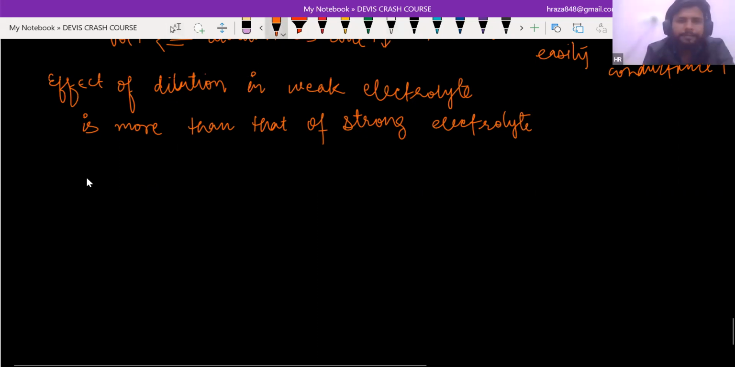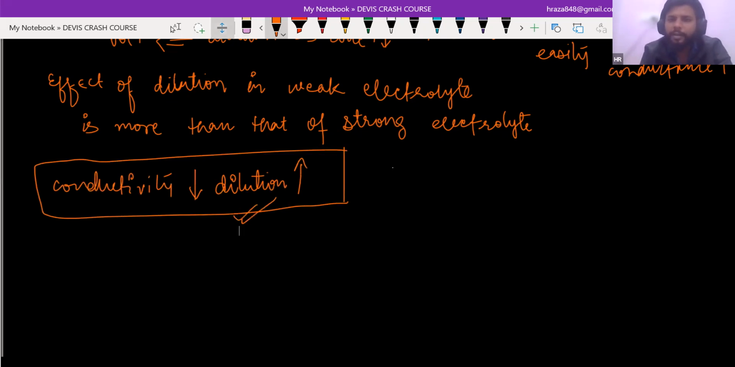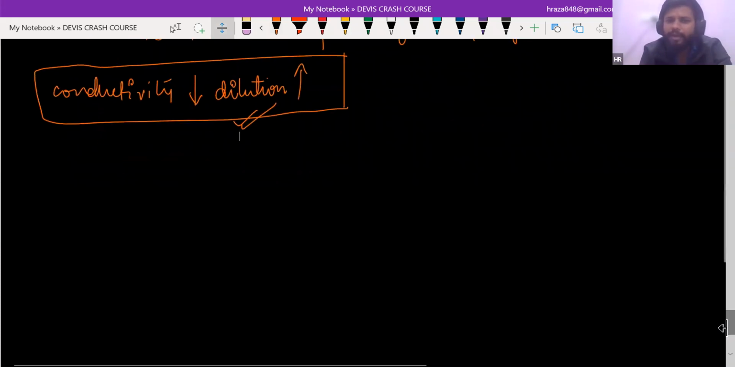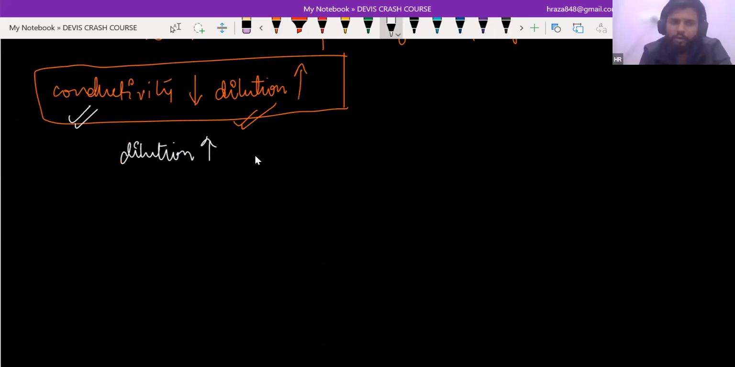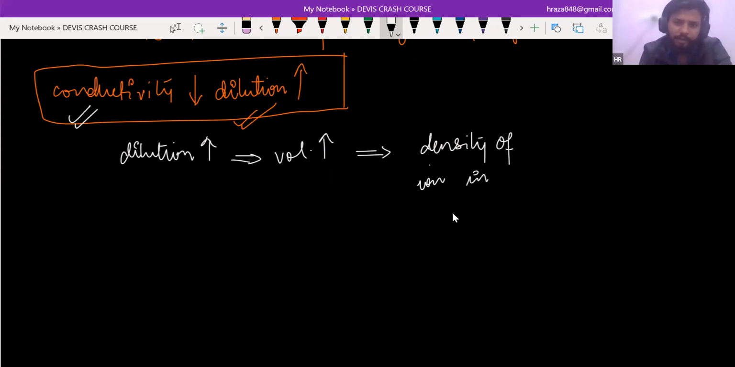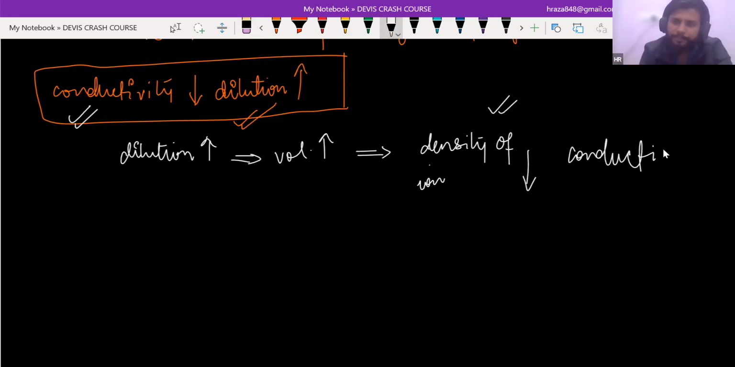See, conductivity decreases with dilution. Conductance increases, but when dilution increases, conductivity decreases. Always keep it in mind, because conductivity is defined for 1 ml and density decreases, that's why conductivity also decreases. Is that clear? If you dilute, that means you are increasing the volume, and if you increase the volume, that means the density of ions in 1 ml decreases. Because volume increases, and when the density of ions decreases, conductivity also decreases.